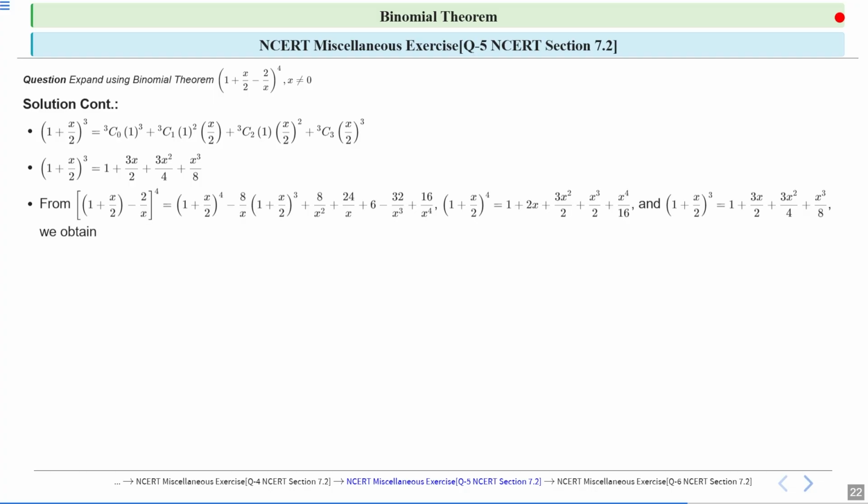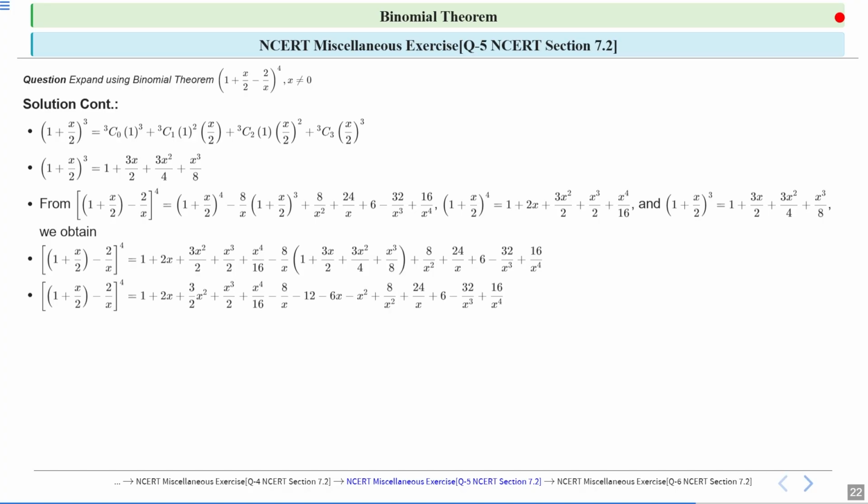Now combining the obtained expressions, we obtain 1 plus x by 2 minus 2 upon x whole to the 4. This is equal to 1 plus 2x plus 3x square by 2 plus x cube by 2 plus x to the 4 upon 16 minus 8 upon x times 1 plus 3x upon 2 plus 3x square over 4 plus x cube by 8 plus 24 upon x square plus 24 upon x plus 6 minus 32 upon x cube plus 16 upon x to the 4.